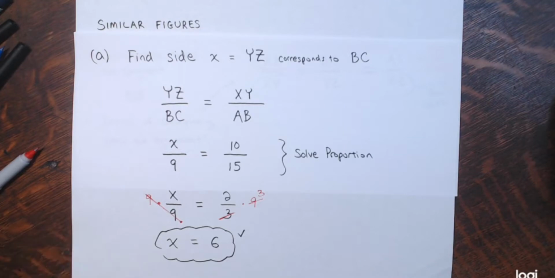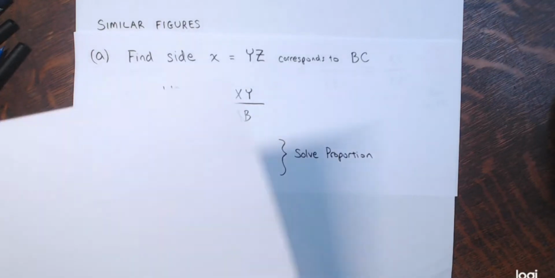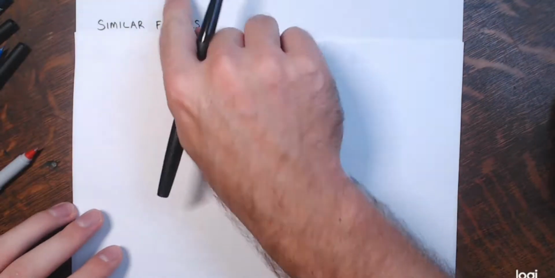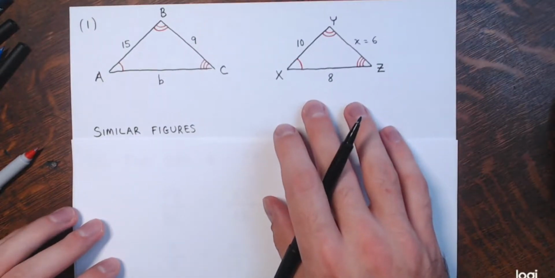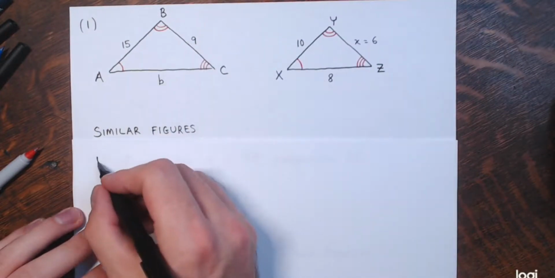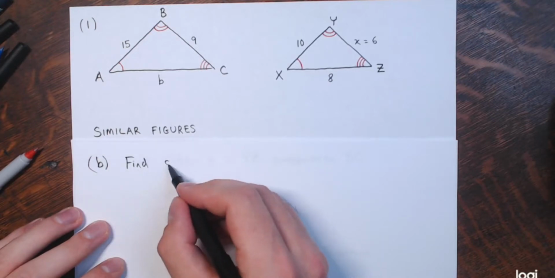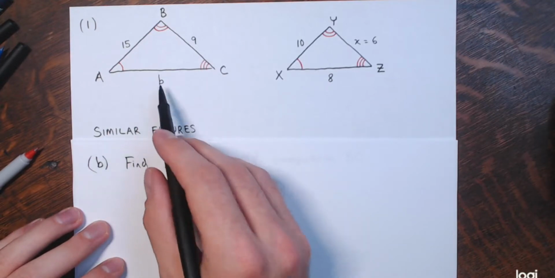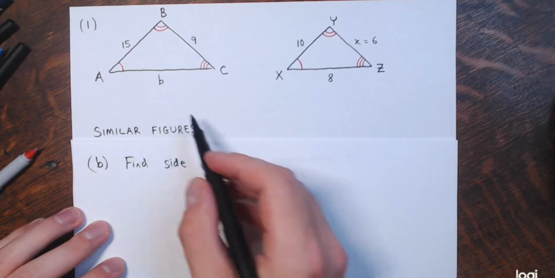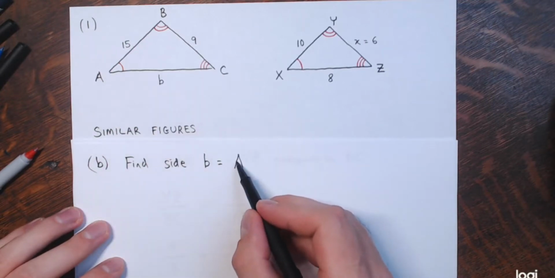Alright, then part B is the same thing, but just the length little b here. In part B, same picture. We're asked to find the side with length little b, which is side AC in the big triangle, triangle ABC.